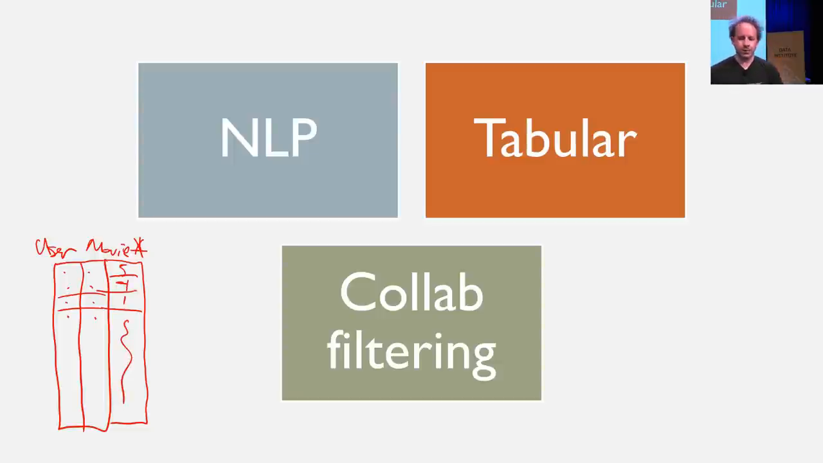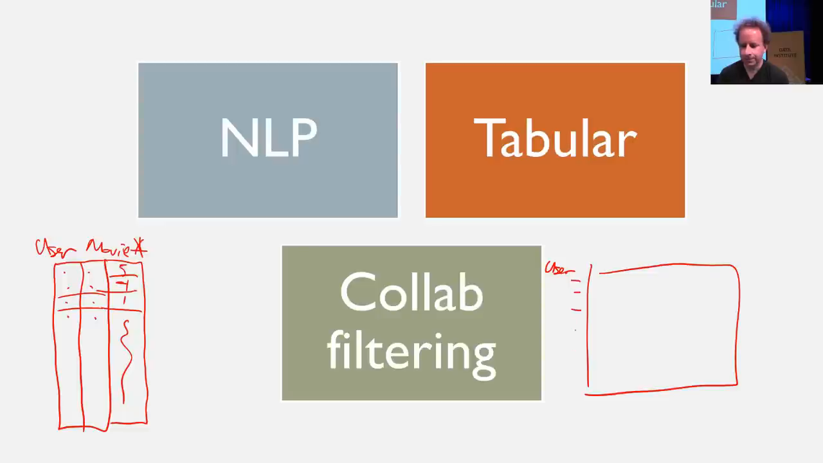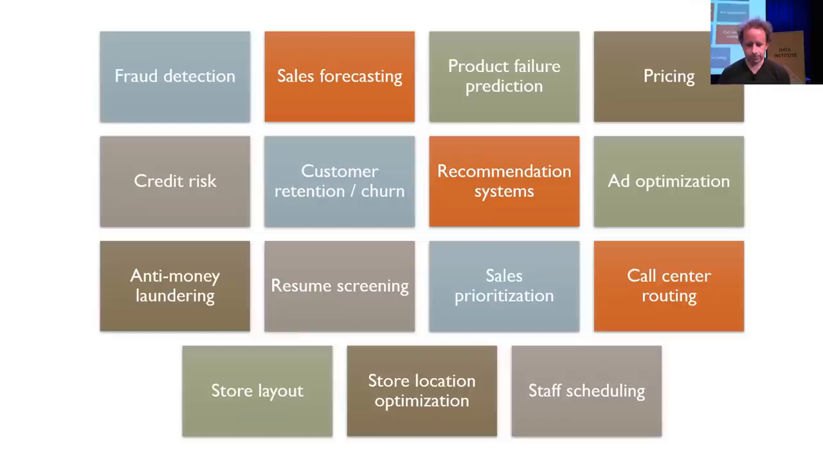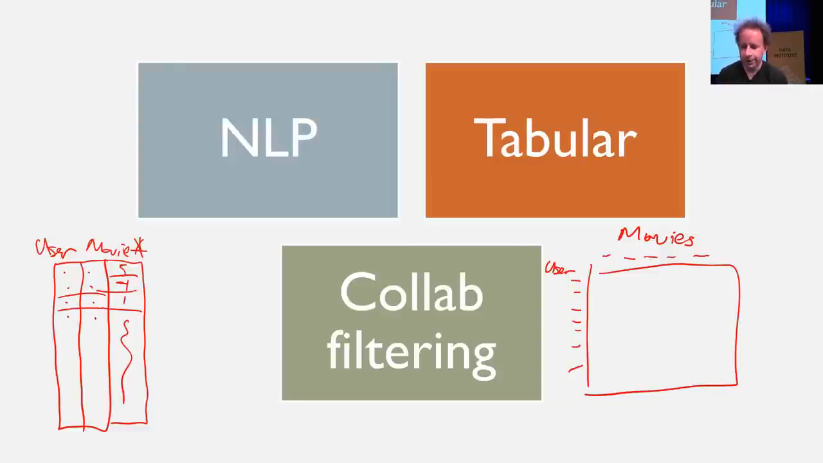The other way that you could write it would be you could have all the users down here and all the movies along here, right? And then you can look and find a particular cell in there to find out the rating of that user for that movie, or there's just a one there if that user watched that movie or whatever. So there's two different ways of representing the same information.